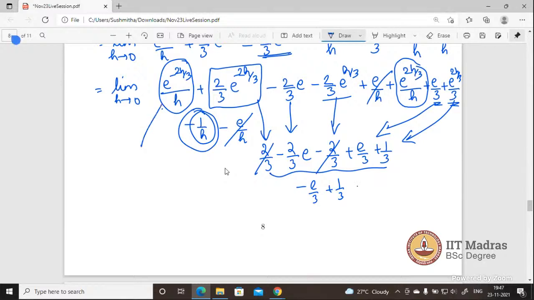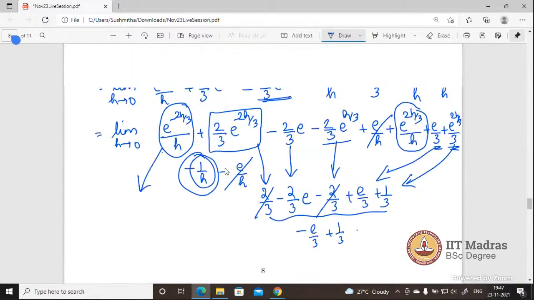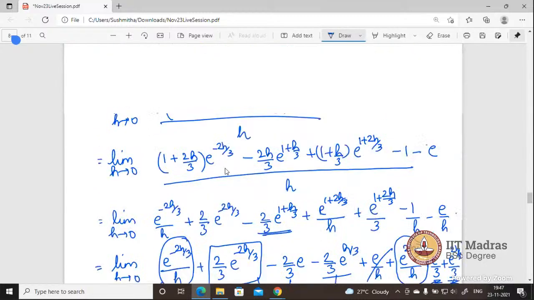What about this term? What is limit as h tends to 0 of this? It will be 1 by 0, right? No? Oh, 1 by 0. Yes. This is what I'm doing wrong here.